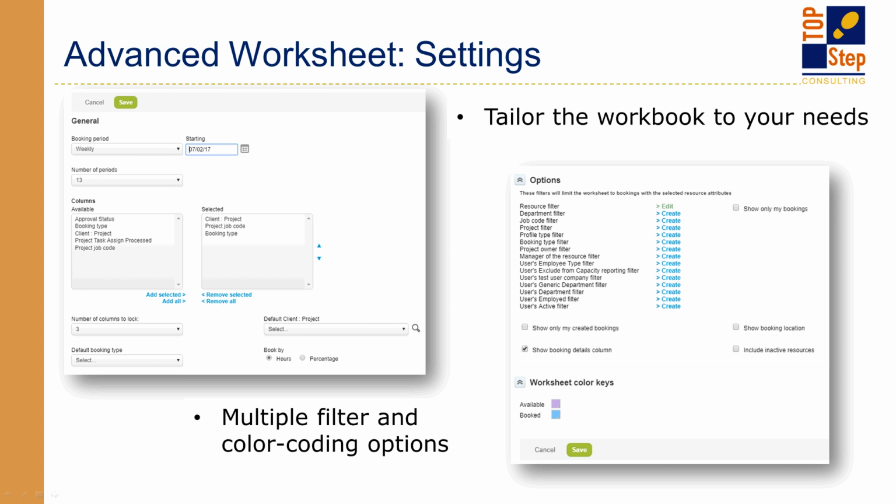You can also customize the color coding in the worksheet color key section. This is the color that you can see on the workbook or the worksheet that's going to tell you whether someone is available or booked for a particular period of time.